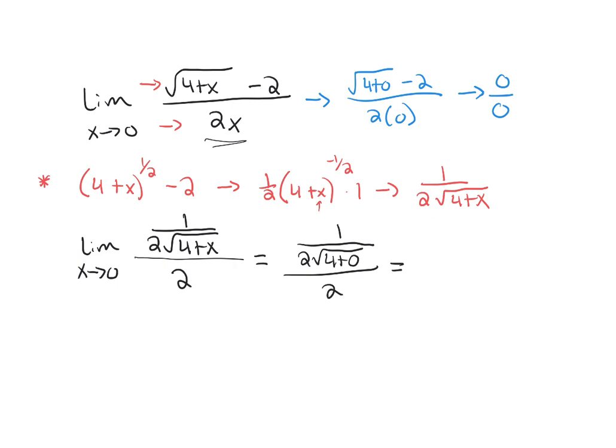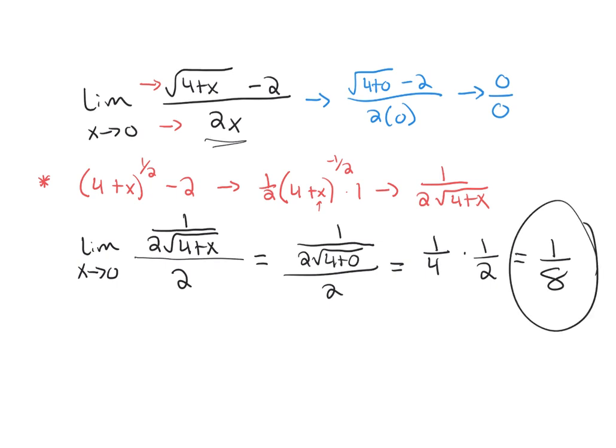So up top, I'll have square root of 4 is 2 times 2 is 4. So I'll have this 1/4. And then dividing by 2 is the same as multiplying by 1/2. So this will equal 1/8.